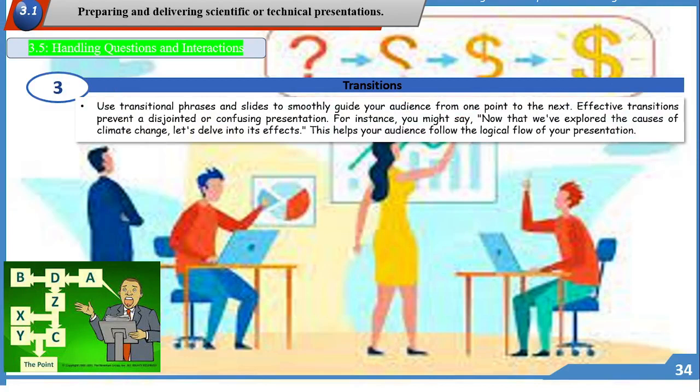Smooth transitions are the glue that holds your presentation together. As you move from one point to the next, it's essential to guide your audience seamlessly. You can use transitional phrases and slides to ensure that your presentation flows logically. For example, you might say, "Now that we've explored the causes of climate change, let's delve into its effects," helping your audience follow your narrative.